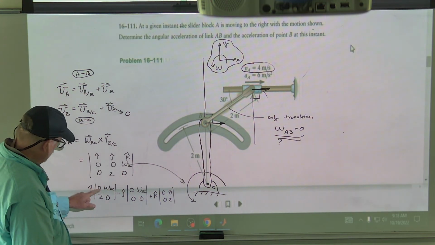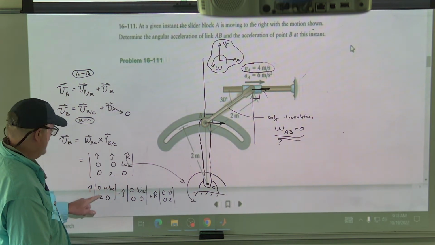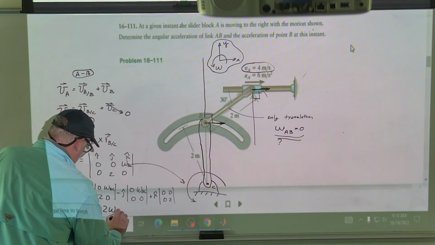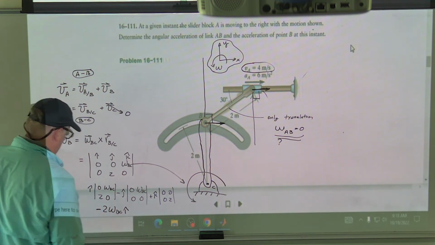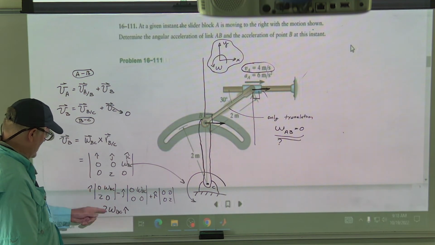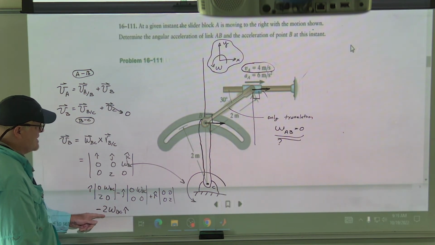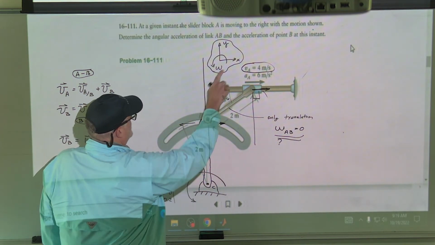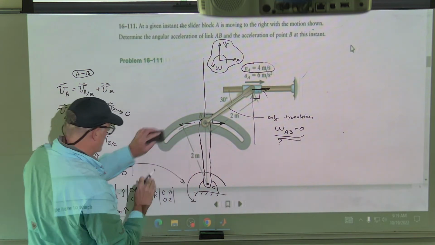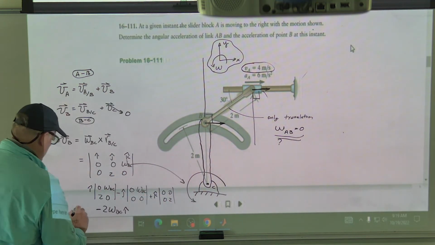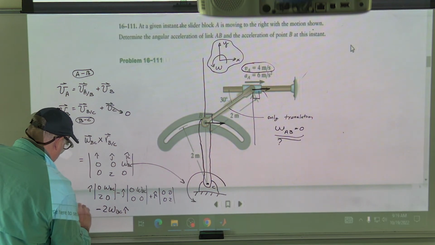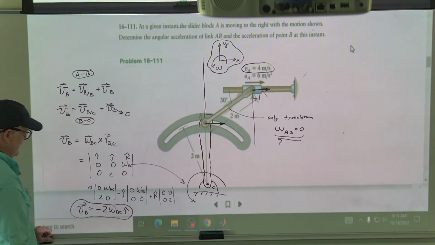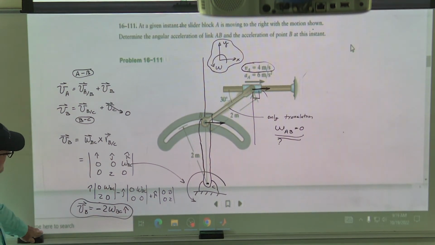Okay, so that times that minus that times that, minus 2 omega BC. That times that minus that times that. Okay, so that's the velocity of B. Does that make sense? Yeah, because if this is rotating that way, this does go in the minus direction. So I'm going to stick with that and let it tell me that it's wrong. And the way it tells me it's wrong is it switches signs on me.